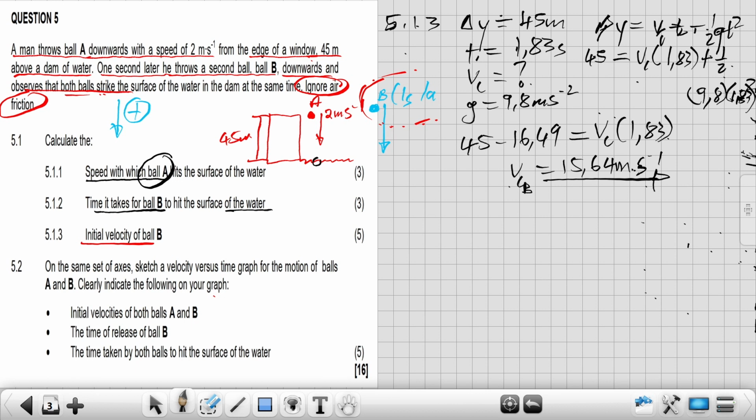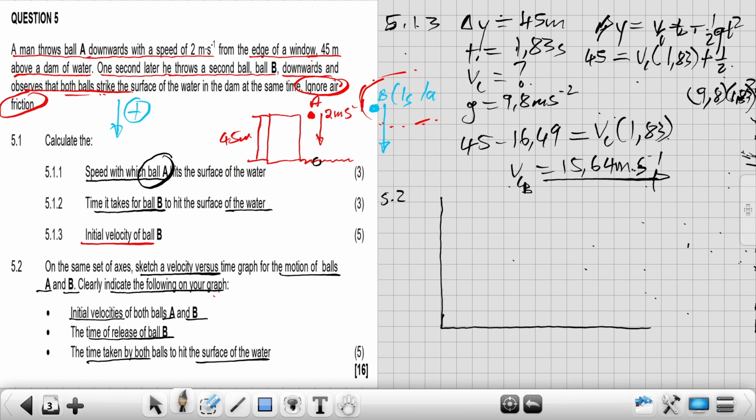So I am now expected to draw a velocity versus time graph. They say here, sketch a velocity versus time graph for the motions of ball A and B, and clearly indicate the following on your graph: the initial velocity of both A and B, the time of release of B, and the time taken for both to hit the surface. So let's go to 5.2. Because they were moving in the same direction, it's easy for me to have my axis, because I didn't have any change in direction.